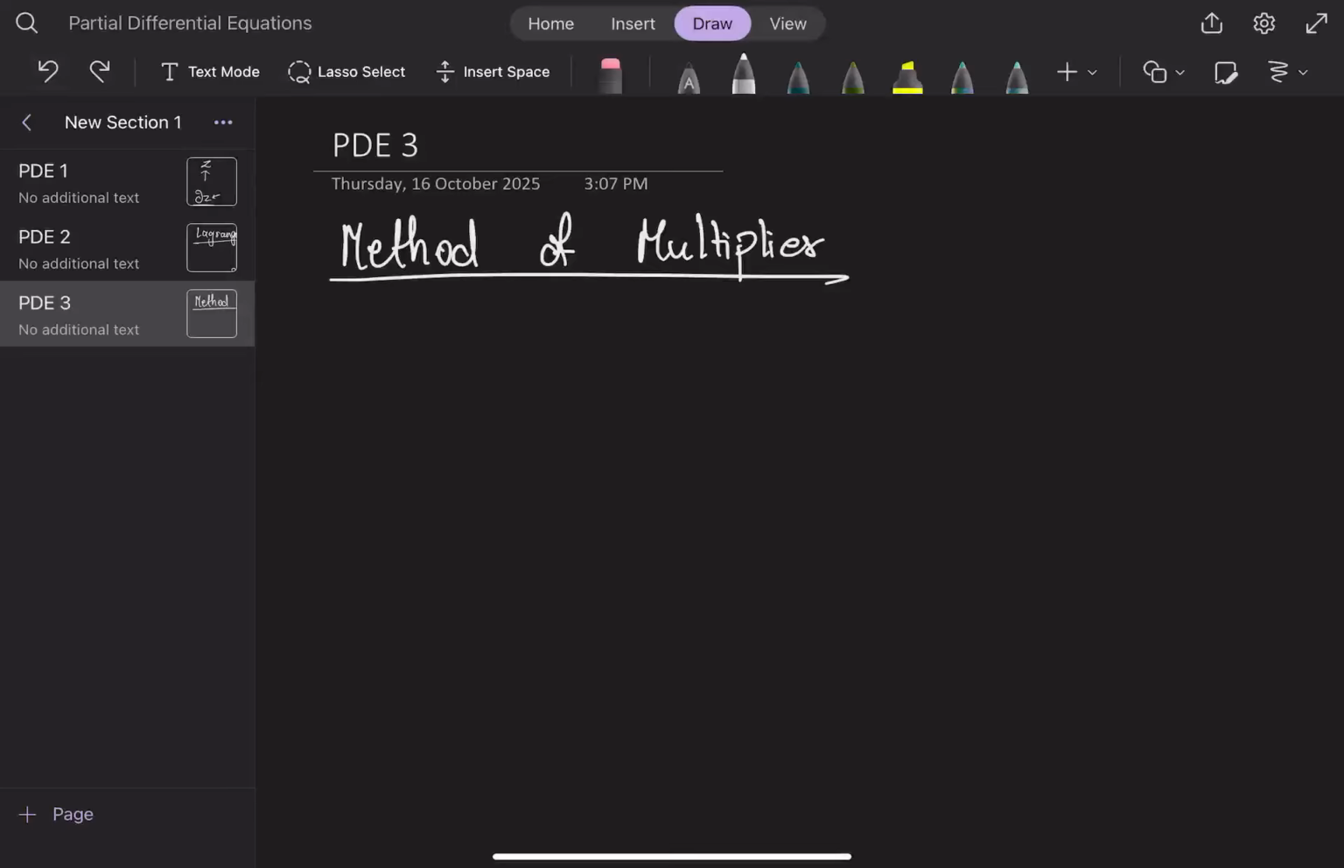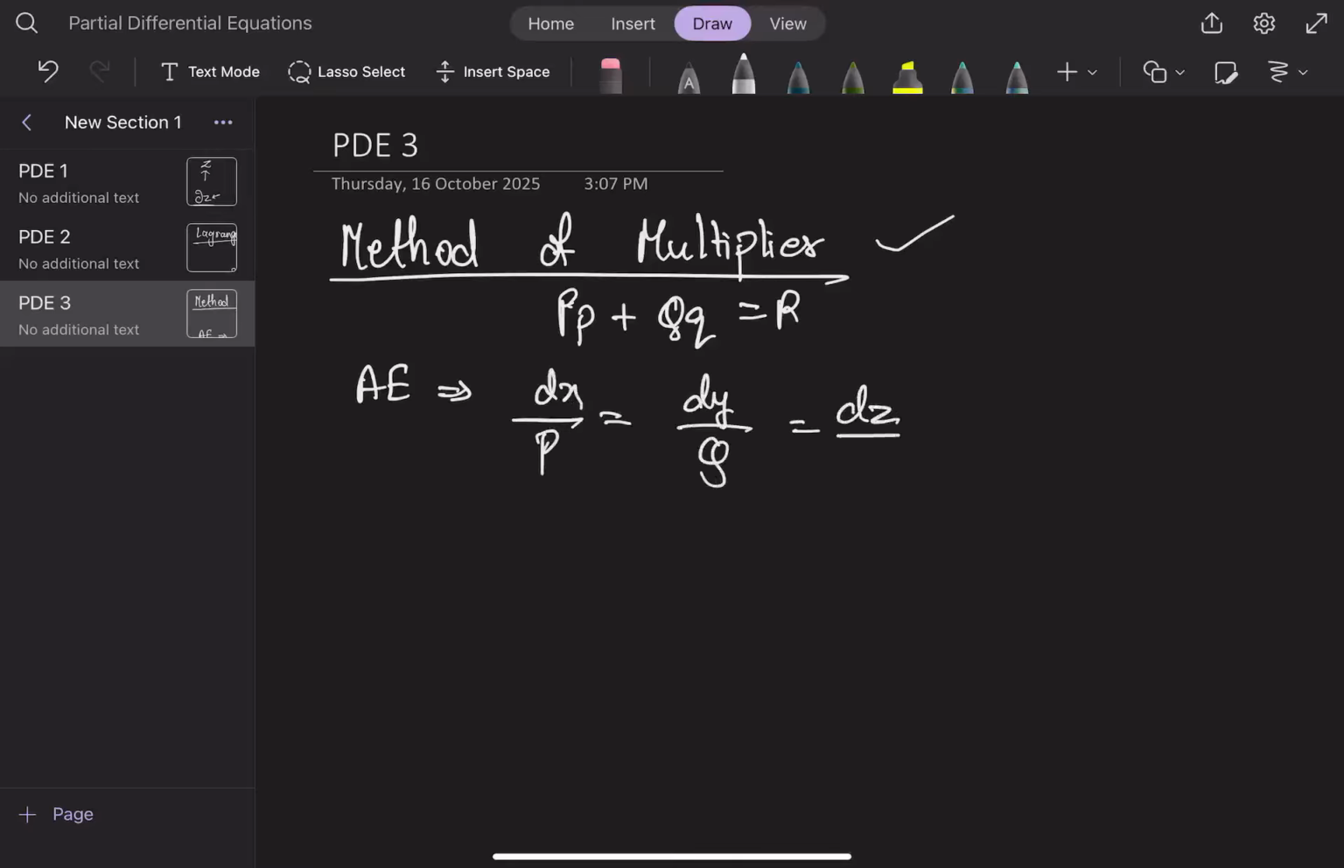Hey guys, let's continue. So today we will tackle the method of multipliers. This is also for the form Pp plus Qq is equal to R. And we will be writing the same auxiliary equation, which is dx by P is equal to dy by Q is equal to dz by R. Except now we will also equate this as l dx plus m dy plus n dz divided by lP plus mQ plus nR.